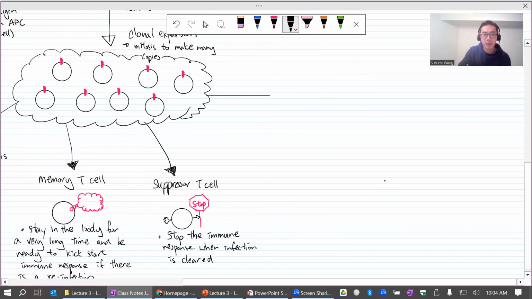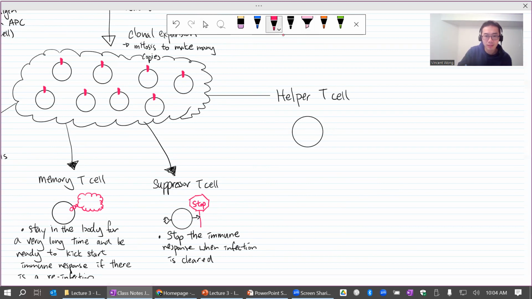They could become a helper T cell. Actually, you know what? This one has a very big hand, like a helping hand. Like, I can help. If you think of a better way to represent them, please let me know, okay?